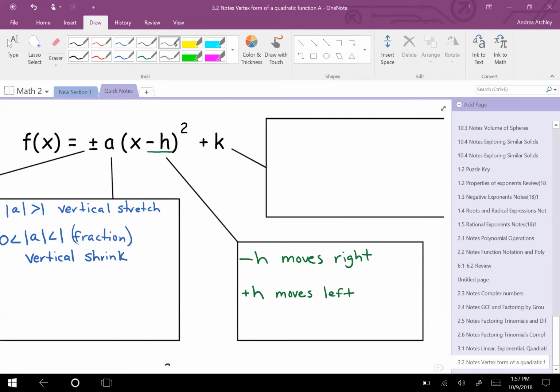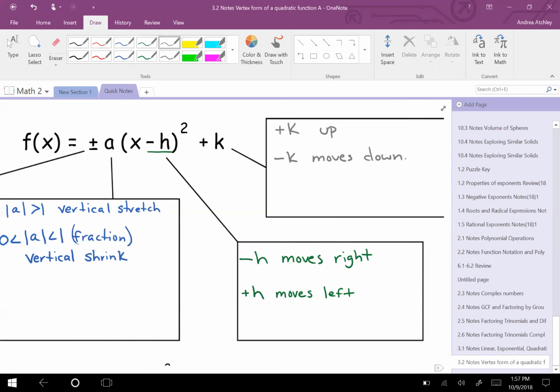The k value is outside the parentheses. It's the y, and the y-axis moves up and down. So the k value will also shift up and down. Positive k is just as it is. It's going to move up. And negative k is going to move down. Any questions over that?